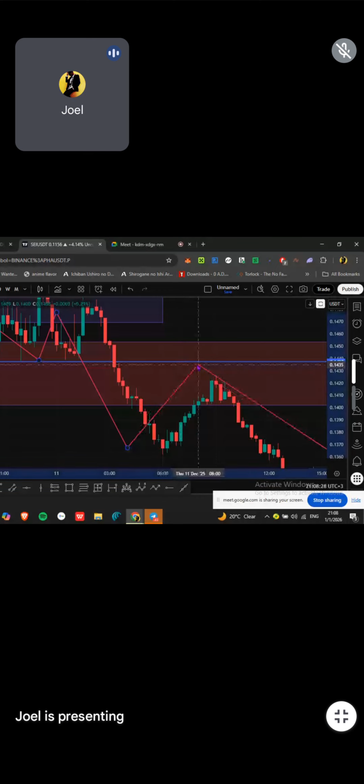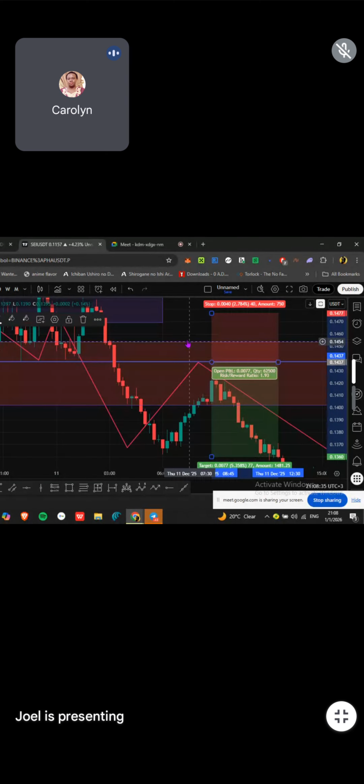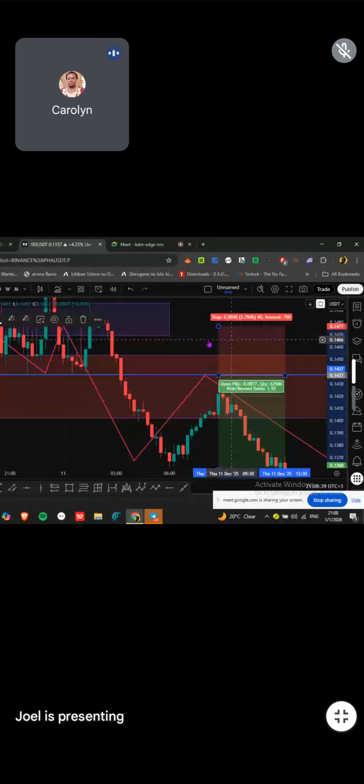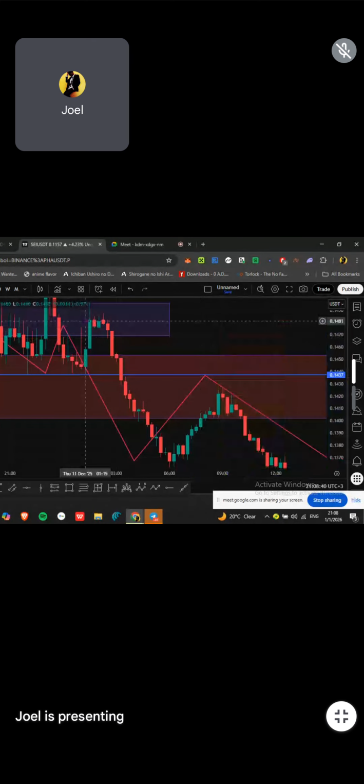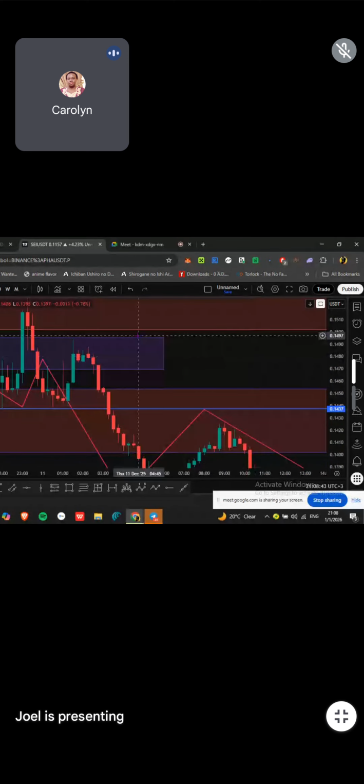If price had come and touched my neckline, I would have put my sell order here, and I would have continued with it downward. The price didn't come and touch my neckline, so it would have been a mistrade. But the first was 4 hour.